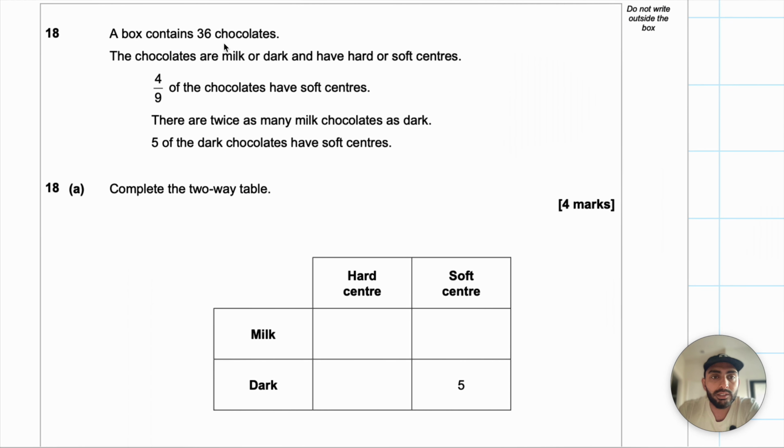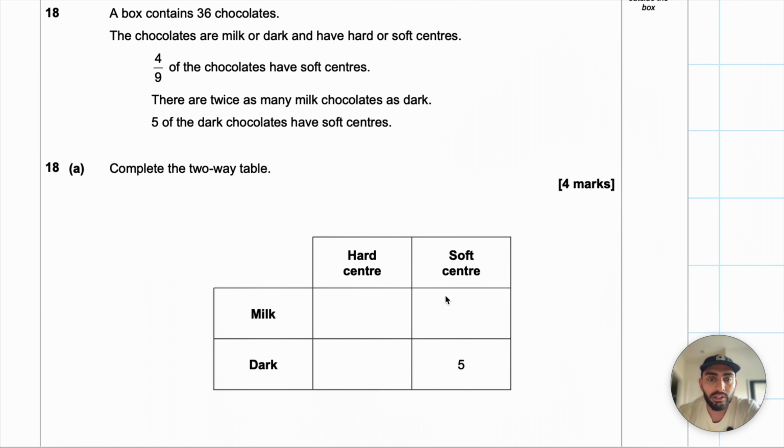Question 18. A box contains 36 chocolates. I can see I'm going to have to complete the two-way table, so I'm going to try and fill out part of it whilst I'm reading the question. Because this is my final total, I'm going to add a row or a column. My total, which would be over here, is 36. The chocolates are milk or dark and have hard or soft centers, so that's already on the table. And 4/9 of the chocolates have soft centers. So the total of all of the soft centers is 4/9. We need to find 4/9 of 36. So you could do 4/9 times 36, or do 36 divided by 9, which is 4, and 4 times 4, which is 16. So the total that have soft centers are 16.